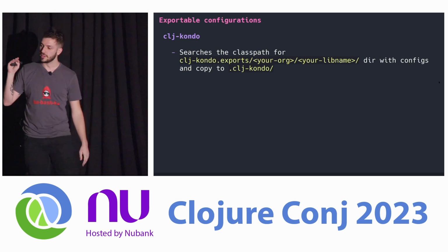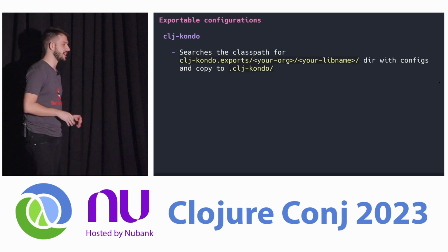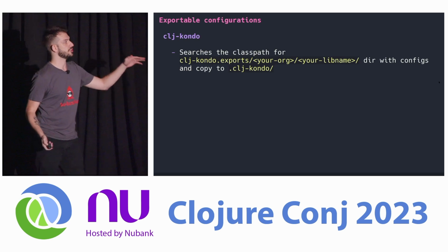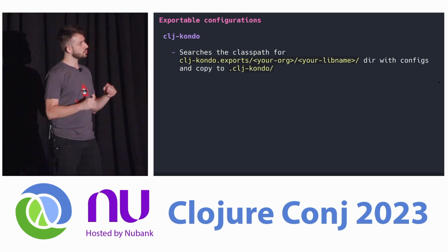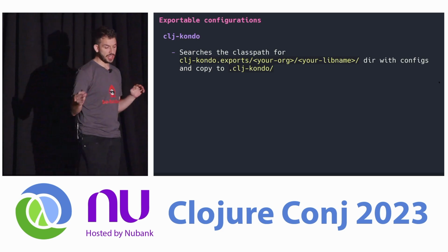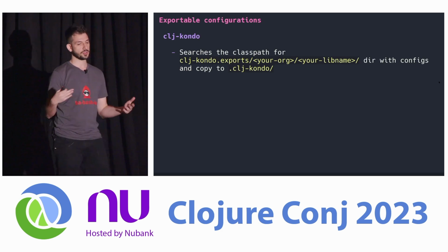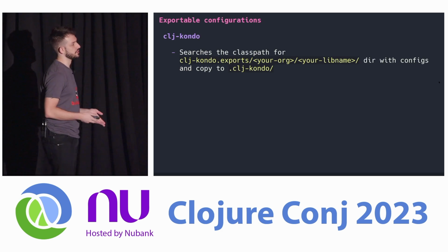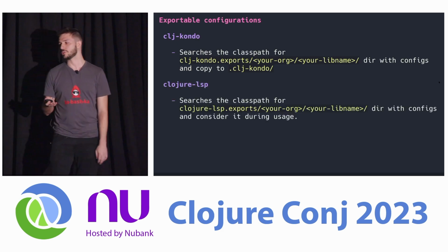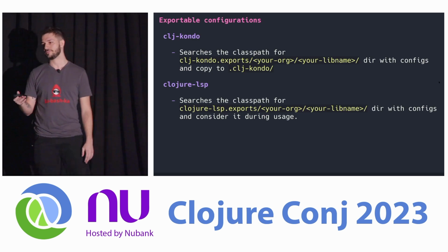It's a specific path, clj-kondo.exports/whatever, which is just to avoid clashes and things like that. So your organization, your library, and it will copy, after passing a specific flag, all the configurations inside that folder to a local folder, so you could use them when linting. Clojure-lsp does the same. It was inspired by clj-kondo, but it doesn't copy, it just considers it during the LSP usage.